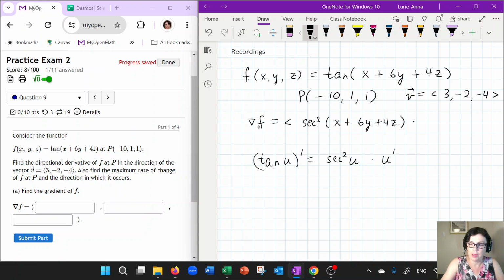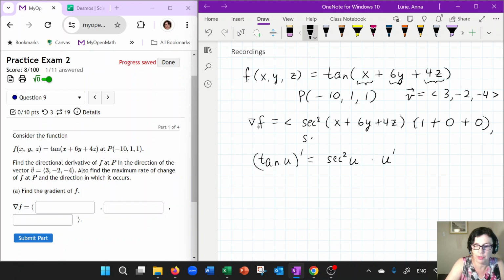Note that the argument consists of three parts that are added, just added. So x with respect to x will give us 1, plus 6y with respect to x, because it's a number, will give us 0. And z with respect to x is also a number, so that'll also give us 0. So that's the partial derivative with respect to x.